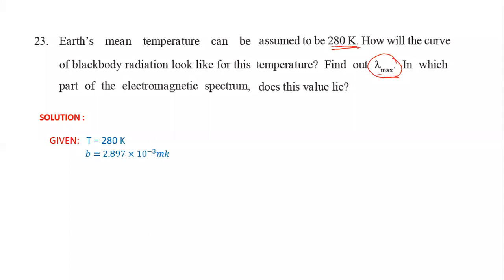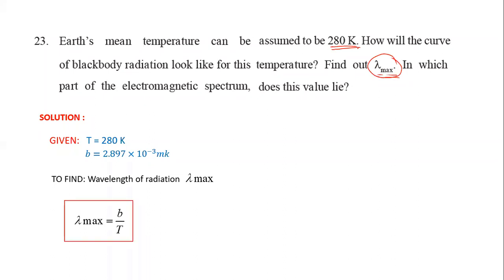So here we have to use Wien's displacement law. B is Wien's constant and it is 2.897 into 10 raised to minus 3 meter Kelvin. We have to find out the maximum wavelength. So Wien's displacement law is this. This is the formula by Wien's displacement law. Now you substitute the values in this formula and try to do the calculation.